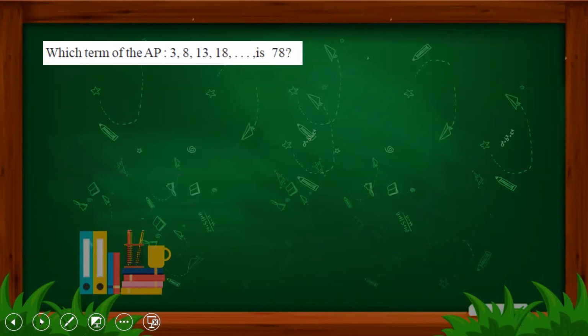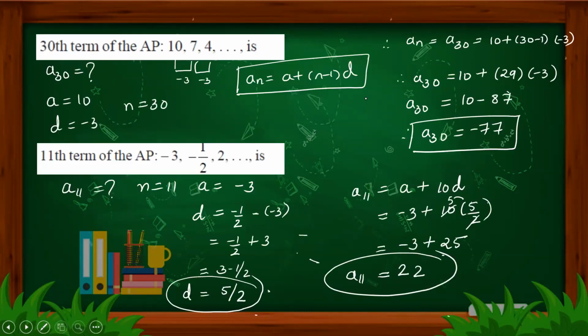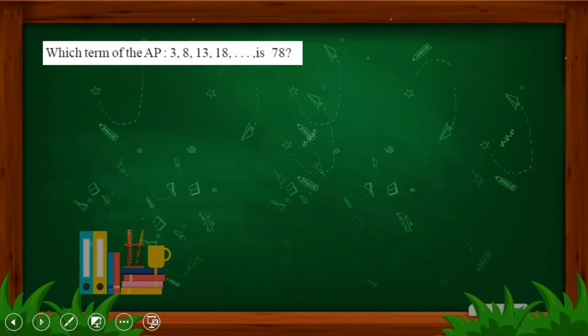Now see, another type of question, but based on the same formula. Which term of the AP 3, 8, 13, 18 and so on is 78? This is an infinite AP. We need to find out whether 78 is one of the terms, and the number of the term. That means is 78 the 15th term, the 20th term or the 25th term? That means we need to find out N over here, right?